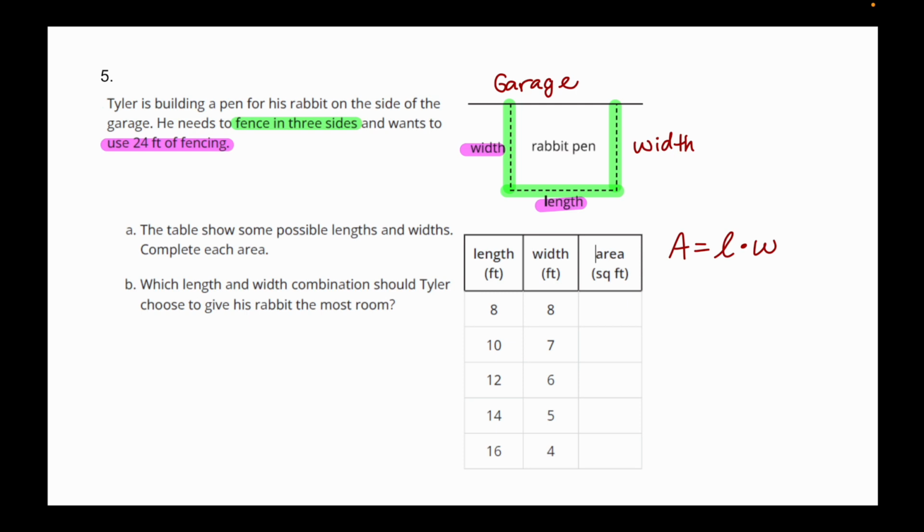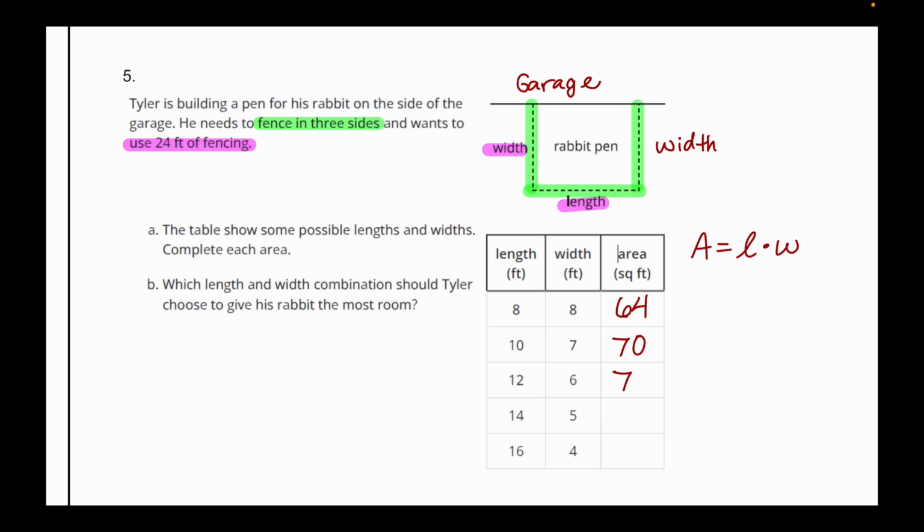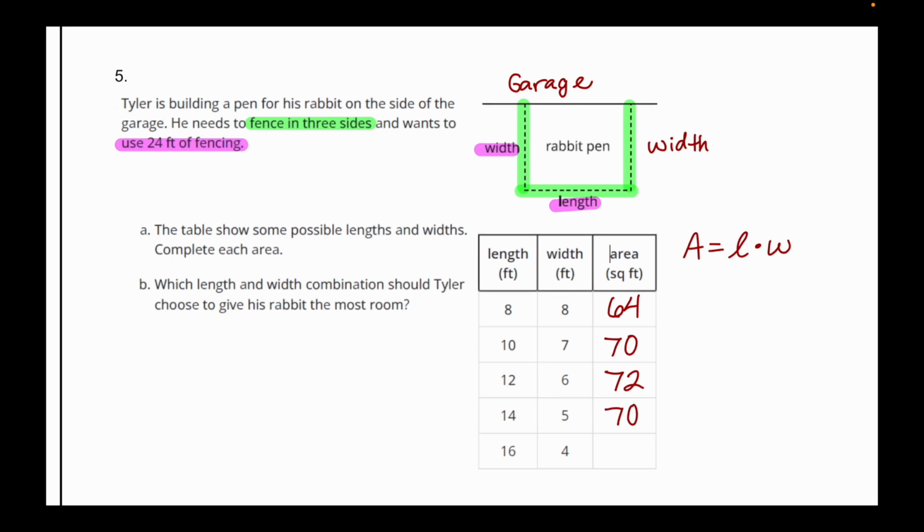So first off, we have 8 times 8. That is going to give us 64. We're going to have 10 times 7, which is 70. 12 times 6, which I believe is 72. Yeah, it is 72. And then 14 times 5, which is 70. And 16 times 4, which is 64. So we did complete each area. We did that one. It's on our table over here.